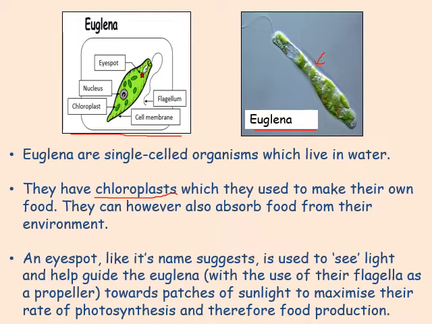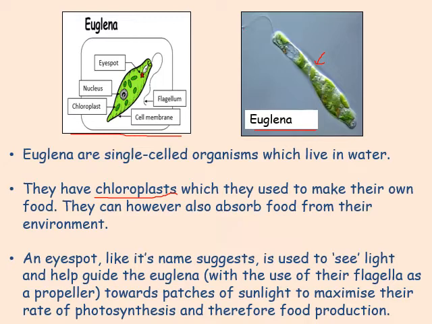as well as making glucose from photosynthesis. They also have an eye spot, and like its name suggests, it allows them to see light. Now, they don't have an eye like we do that allows us to see vivid colours and see shapes and judge distance, but they are able to see light. It allows them to move towards really light areas, because for photosynthesis you need light. So if they go towards a light area, they are able to make food through photosynthesis.